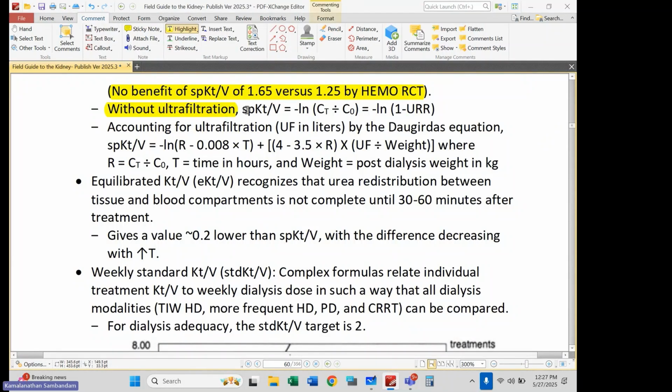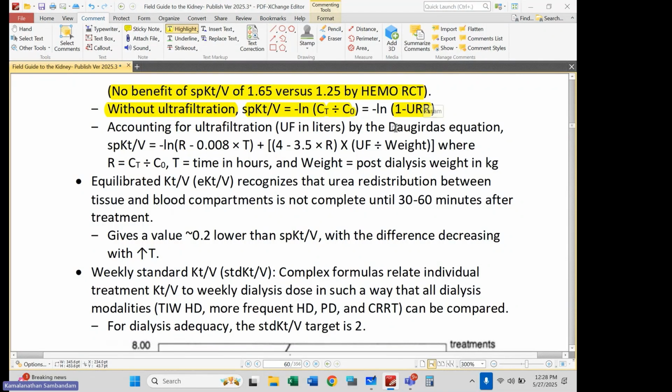Without ultrafiltration, one can still use relatively simple inputs, that is a pre and post urea concentration, in order to calculate a single pool Kt/V. And as you can see, pre and post urea concentrations would relate to urea reduction ratios. And you can take the negative natural log in order to calculate a single pool Kt/V if you're not taking into account urea generation during dialysis or the urea removal through ultrafiltration.